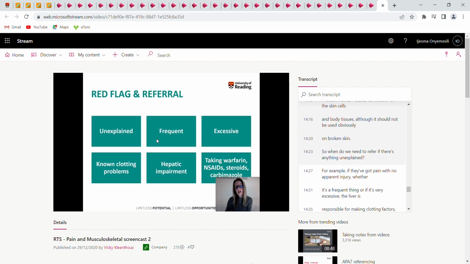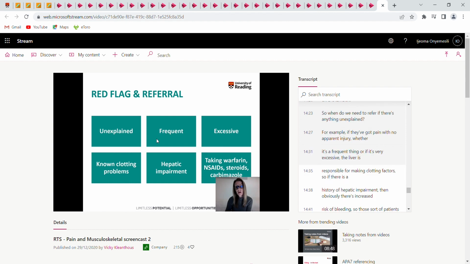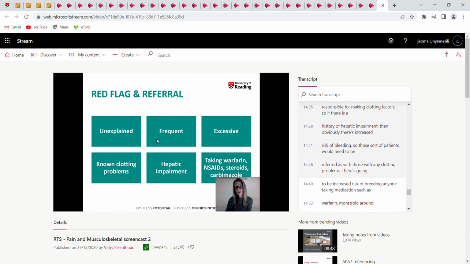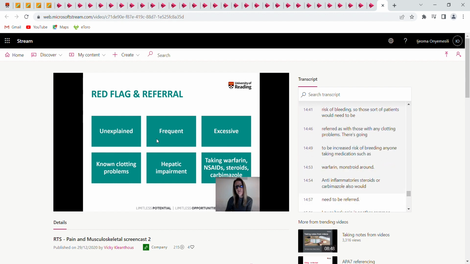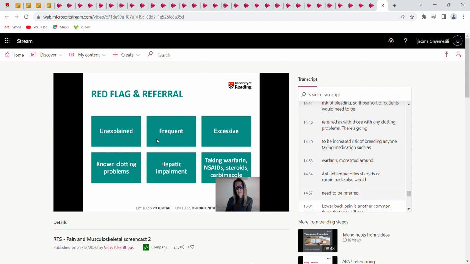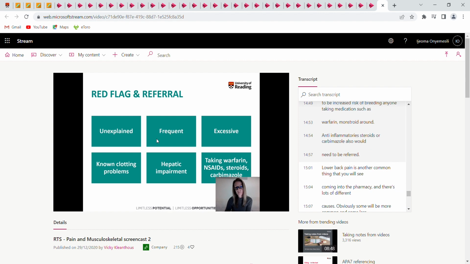So when do we need to refer? If there's anything unexplained, for example, if they've got pain with no apparent injury, whether it's a frequent thing or if it's very excessive. The liver is responsible for making clotting factors. So if there is a history of hepatic impairment, then obviously there's increased risk of bleeding. So those sort of patients would need to be referred. As with those with any clotting problems, there's going to be increased risk of bleeding. Anyone taking medications such as warfarin, non-steroidal anti-inflammatories, steroids or carbimazole also would need to be referred.